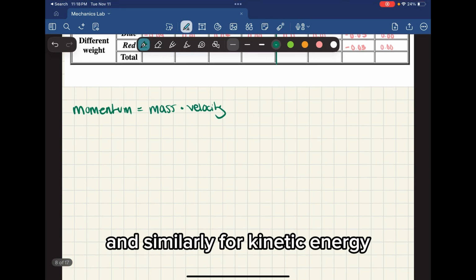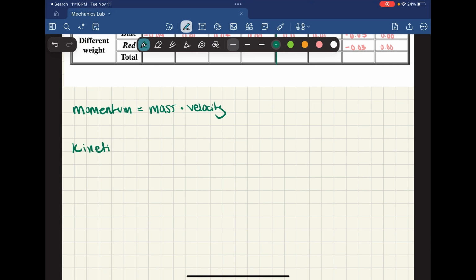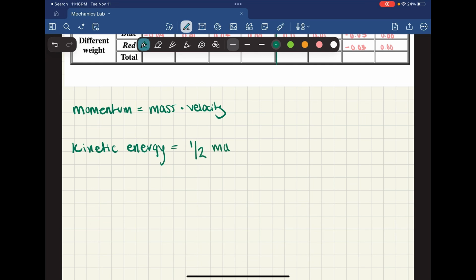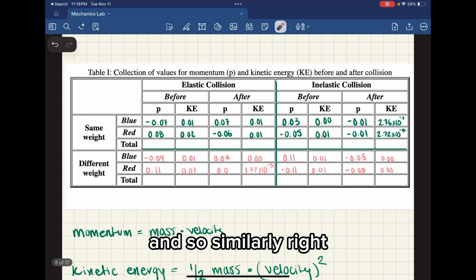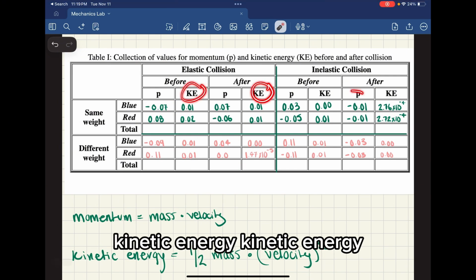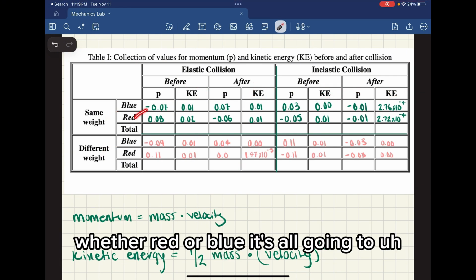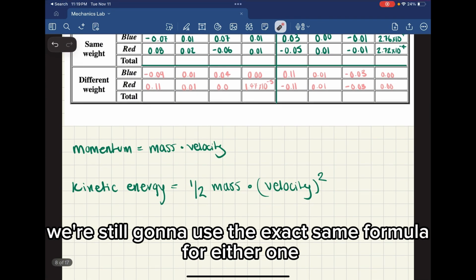And similarly, for kinetic energy, we know that it's always going to be 1/2 of our mass times our velocity squared. And so regardless of same weight, whether red or blue, we're still going to use the exact same formula for either one.